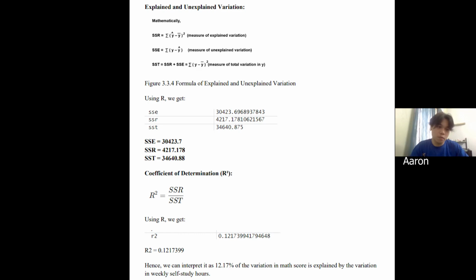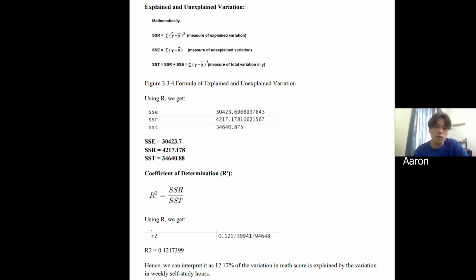The next step is explained and unexplained variation. Using RStudio, we get that SSE equals 30,400, SSR equals 4,217.178, and SST equals 34,640.88. And next is the coefficient of determination R squared, and using RStudio, the coefficient of determination was calculated to be 0.1217.